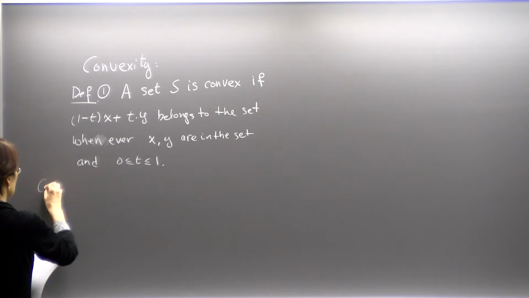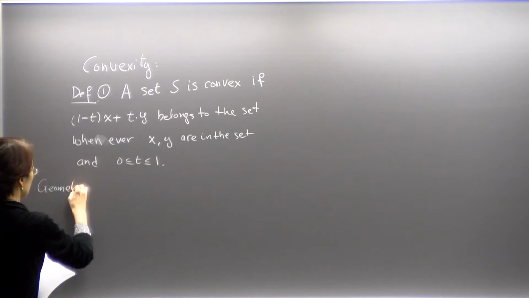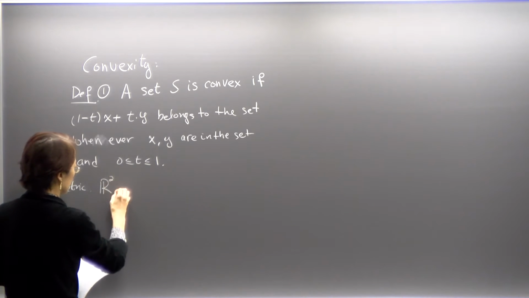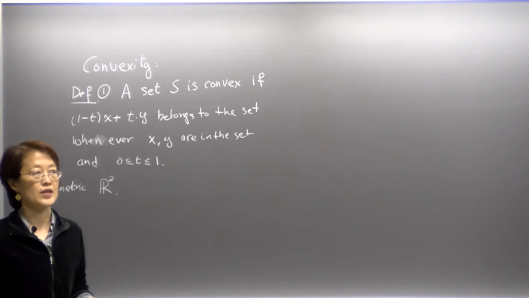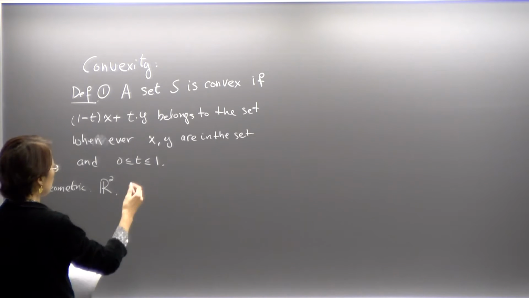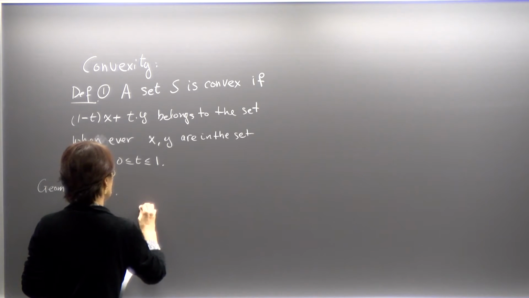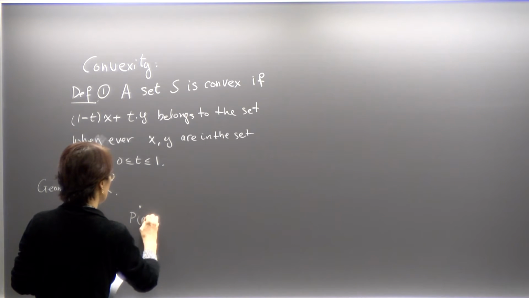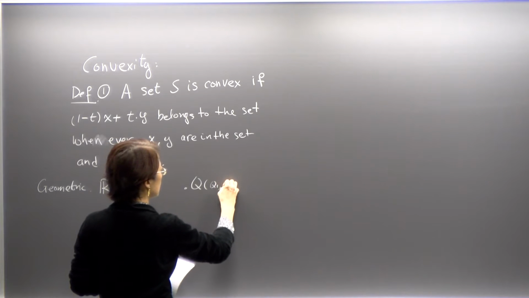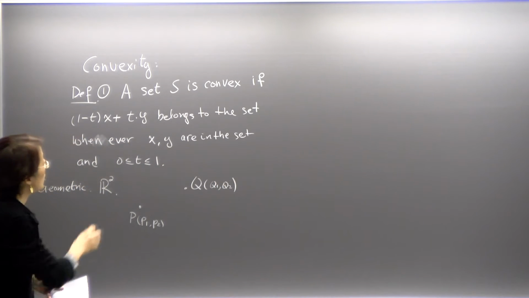Let's look at a geometric interpretation of this. Let's say R2, the two-dimensional space. Every point in a two-dimensional space can be expressed as a vector with two elements, the x and y coordinates. Is that right? Let's say I have two points in my two-dimensional coordinate system. I have a point P, with coordinates P1, P2 as the x and y, and I have a point Q, with coordinates Q1, Q2.